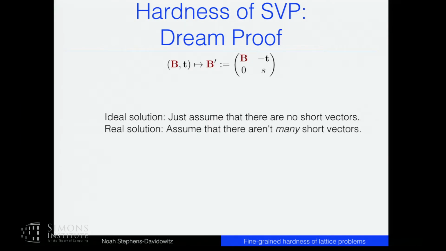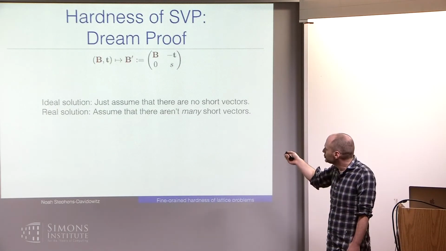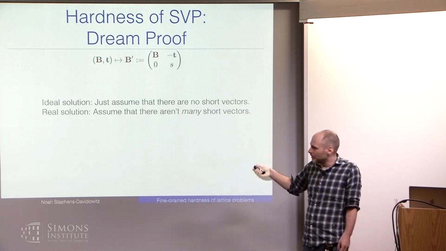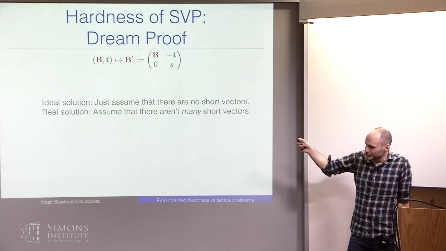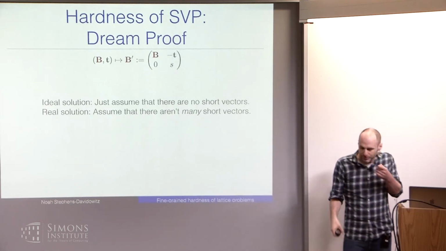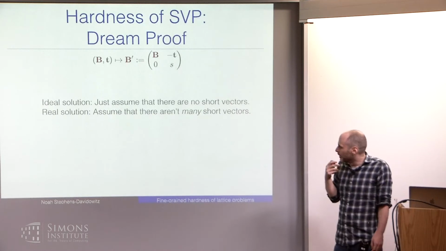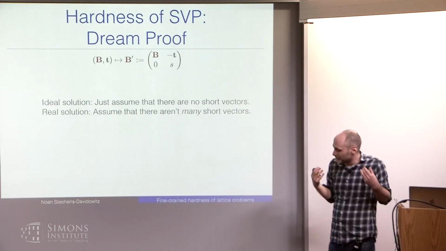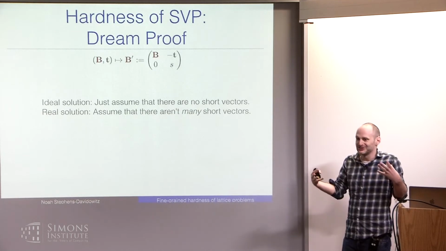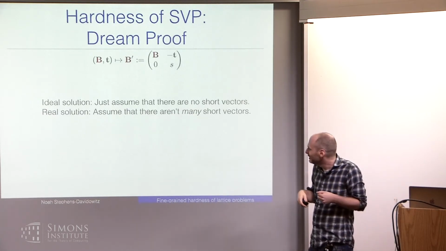So the ideal solution to this would be to say, just assume that there are no short vectors. And this is not a bad idea. If you assume that there are no short vectors that are shorter than the distance, then you've assumed that you have a bounded distance decoding problem up to constant factors. And bounded distance decoding is a very important problem, but we need to prove hardness of bounded distance decoding in order to make that useful.